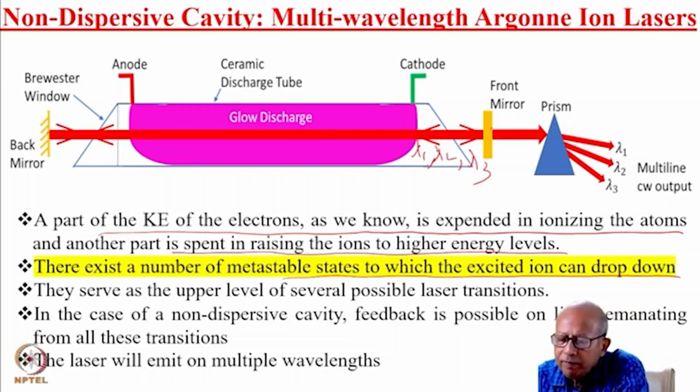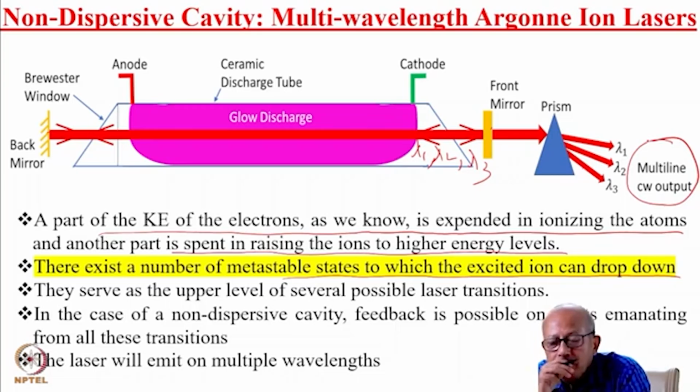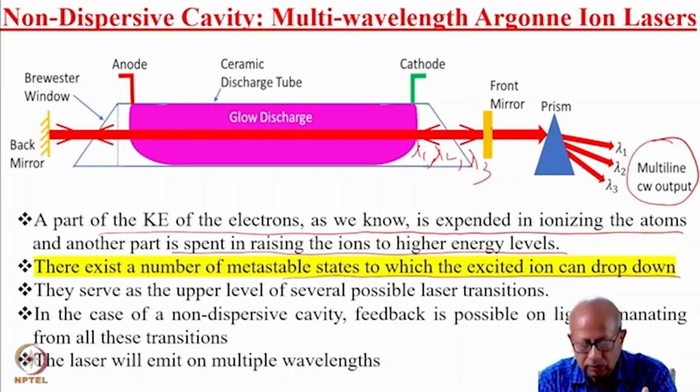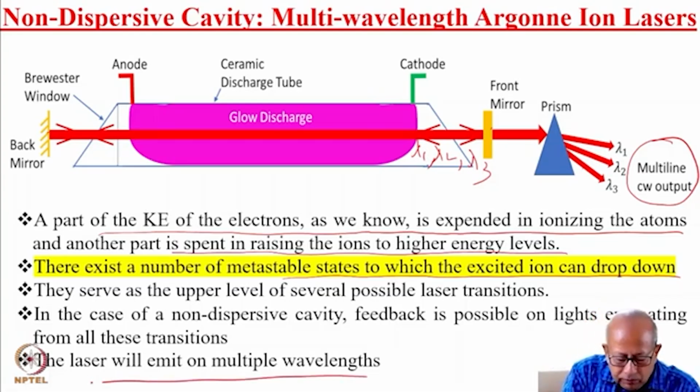How can you verify it? You shine this emission of the laser on a prism. The prism will split it into all its individual wavelength components spatially. Therefore, different wavelengths will now be spatially separated, and so you can see that this would give this multi-line, multi-wavelength output, because there is no wavelength selection element. So the laser will emit on multiple wavelengths.